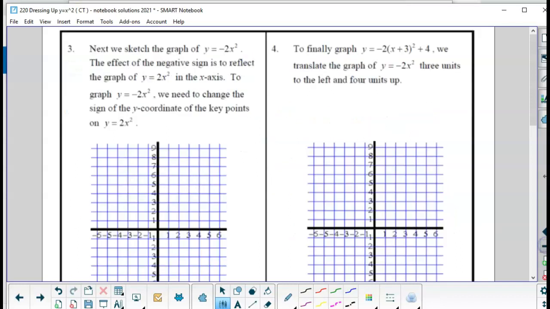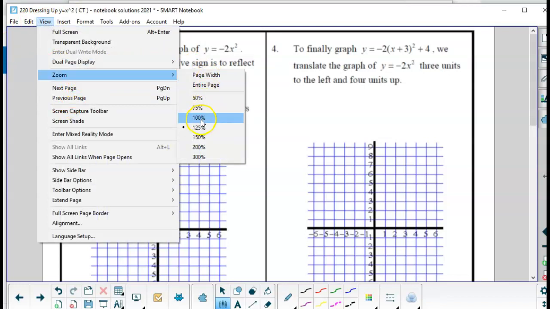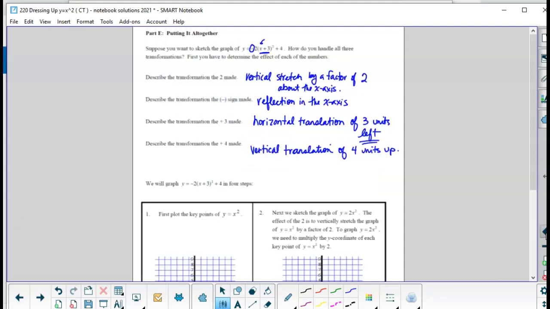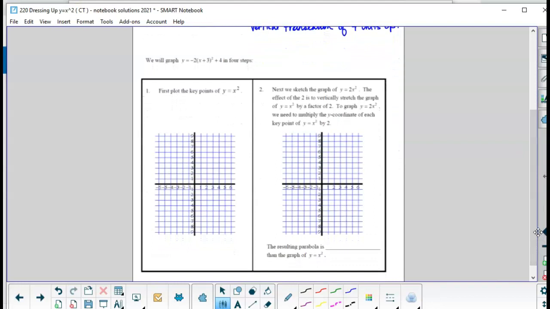Now, we're going to graph this, but in some steps. And then we're going to learn how to graph without having to do it in multiple steps, because we don't want to have to take the time to do that. So I'm going to minimize this a little bit. Okay, so graph the function in 4 steps.